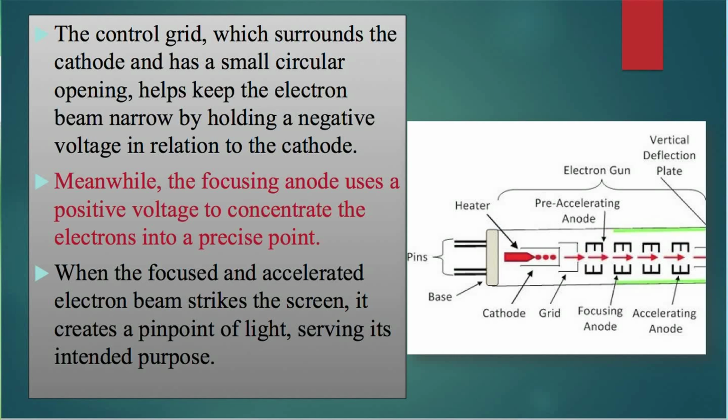Now when the focused and accelerated electron beam strikes the screen, it creates a pinpoint of light, serving its intended purpose. So here in this diagram you can see the components part by part. In the initial part, it is the cathode, grid, focusing anode, and then the accelerating anode, and there is another called the pre-accelerating anode. So these are the components which accelerate the electron beam towards the screen of the CRT.